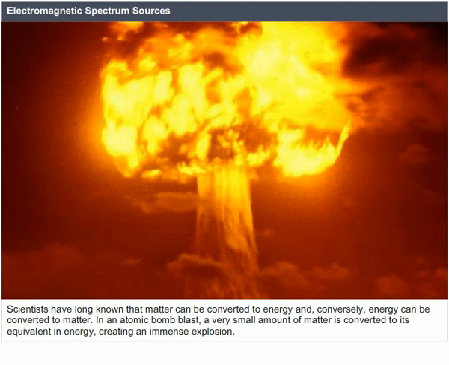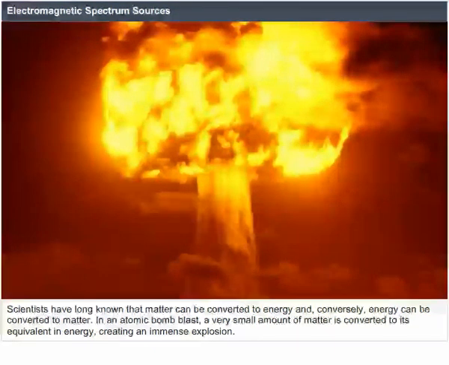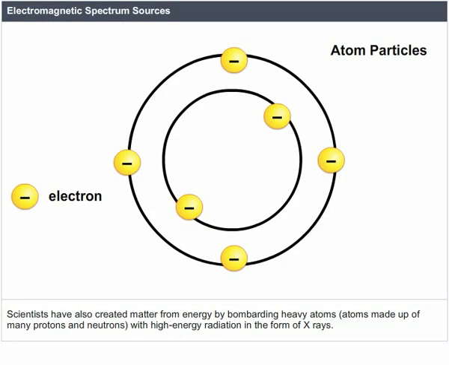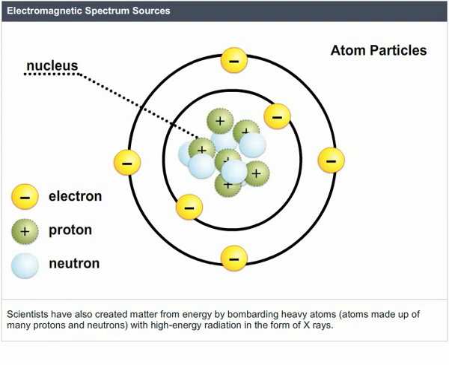Scientists have long known that matter can be converted to energy, and conversely, energy can be converted to matter. In an atomic bomb blast, a very small amount of matter is converted to its equivalent in energy, creating an immense explosion. Scientists have also created matter from energy by bombarding heavy atoms made up of many protons and neutrons, with high-energy radiation in the form of X-rays.